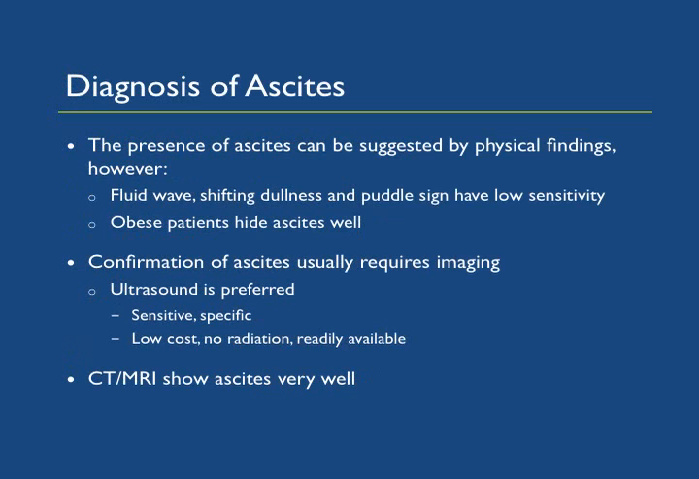The presence of ascites can be suggested by physical findings. However, fluid wave, shifting dullness, and the puddle sign have low sensitivity, and obese patients hide ascites well. Therefore, confirmation of ascites usually requires imaging. Ultrasound is preferred as it's sensitive, specific, low cost, no radiation, and readily available. However, CT and MRI will show ascites very well.